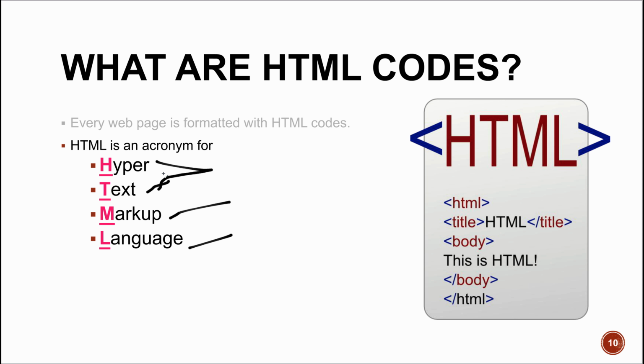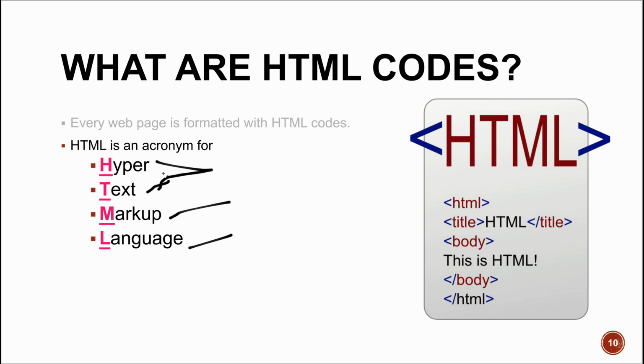The fact that it is hyper just means it is not linear. You can go to any place on the internet that you want. It's not ordered. Whatever the text within the hyperlink says to go to, that is where you go. It's not linear.